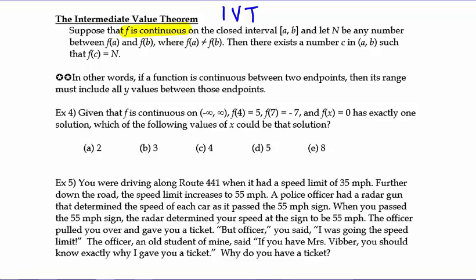So if someone tells you f of x is continuous on an interval from a to b, and n is a number between the endpoints, between the y values of the endpoints, then there has to be a number in between where you reach that y value, okay?